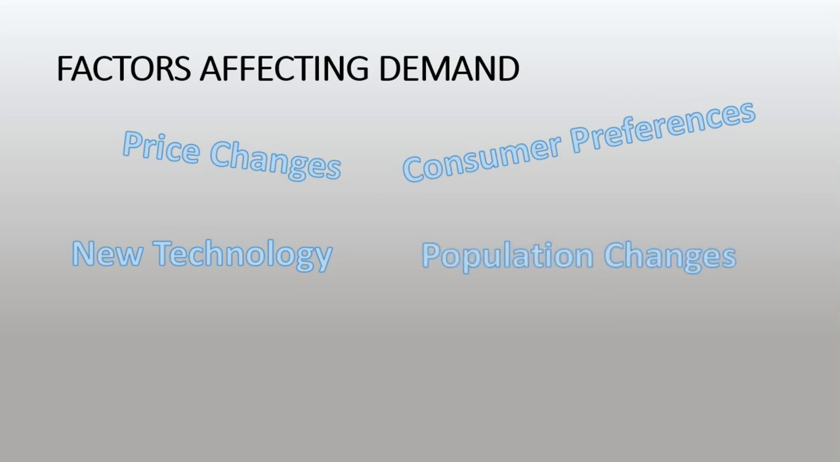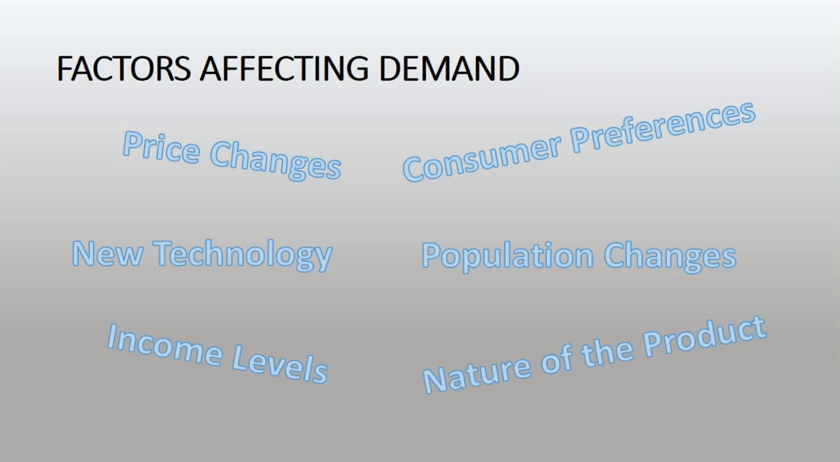Population changes are also a factor, as if there are more people coming into your country, there's going to be greater demand for businesses. Income levels: if people are receiving more money, they will tend to demand more goods. And the nature of the product is also a factor which affects demand. People would normally demand more ice cream in summer than in winter. Those are some of the factors that would affect or change the demand for goods.